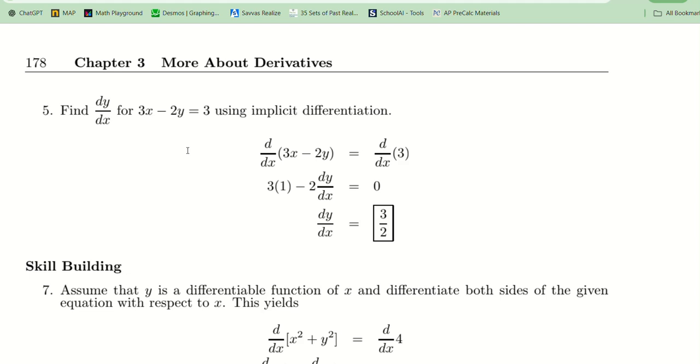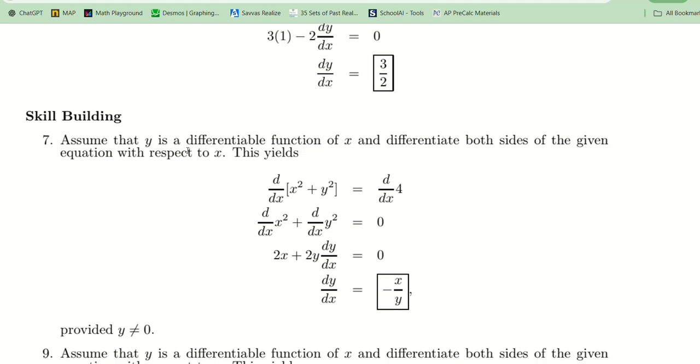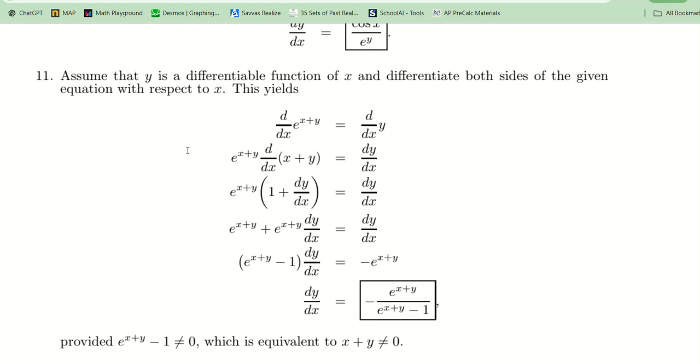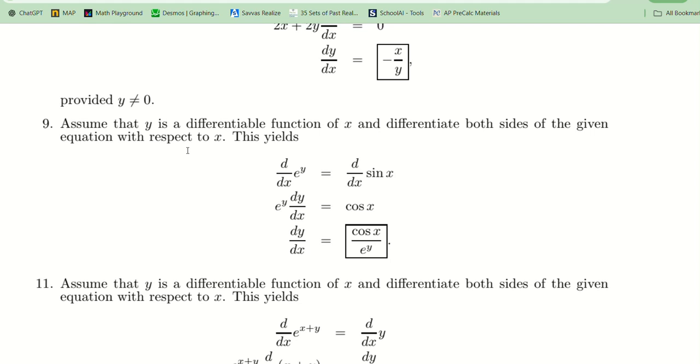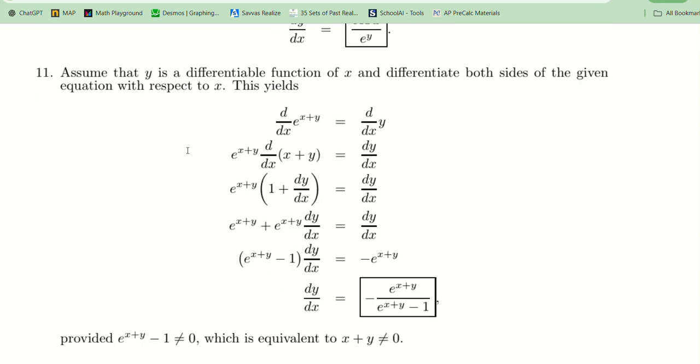Number 7. These look very different to me. Did you get negative x over y? Okay. Do they say skill? It does say skill building. Cool. 11. Gross. Negative. I don't know where your negative is, but I would have it in the numerator personally. Cosine x over e to the y for number 9. Cosine x divided by e to the y. Thank you, Bea. Number 11. Negative, and I would have the negative upstairs in mind, but negative e to the x plus y divided by e to the x plus y minus 1.